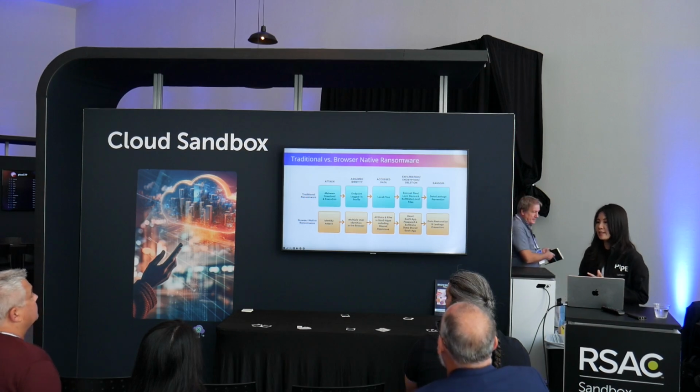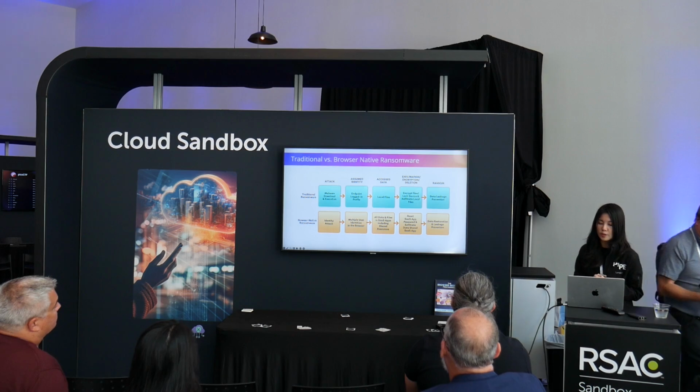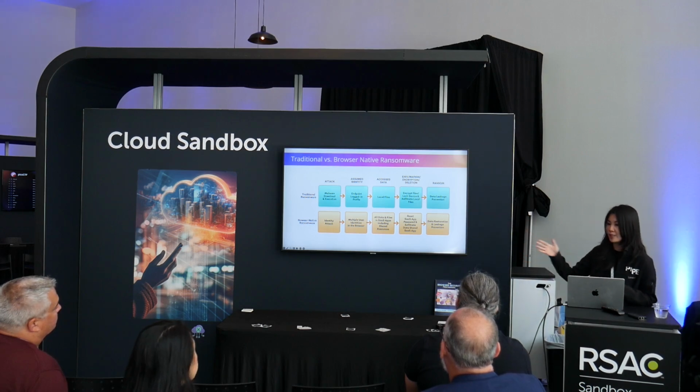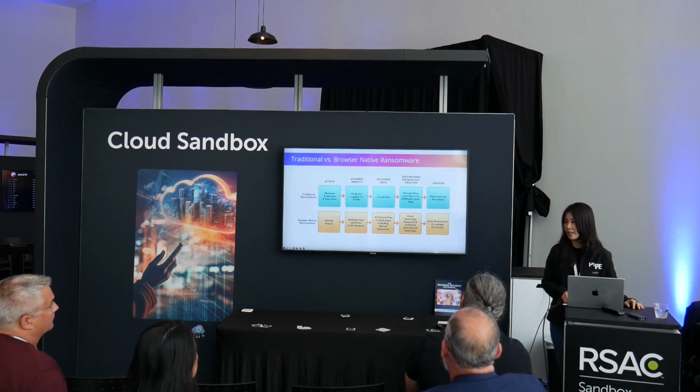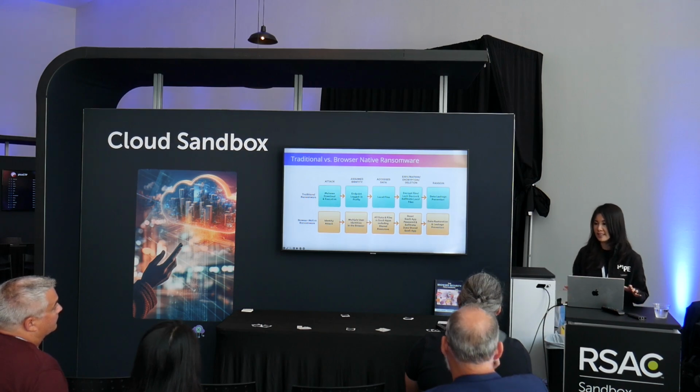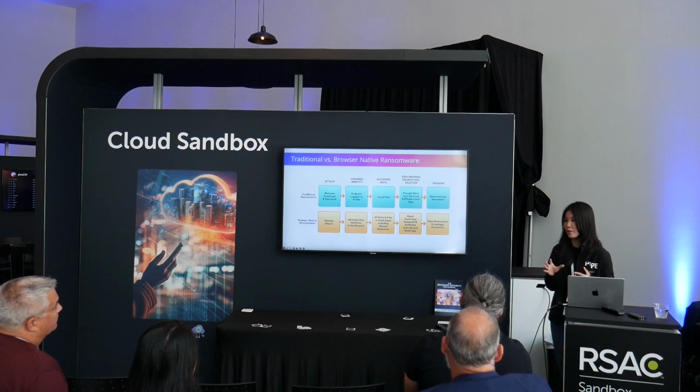So what are the key differences between traditional and browser-native ransomware? We already talked about the first point, which is the initial access point. Now, in terms of the identity, this is pretty interesting, right? Because when you attack someone's device using ransomware, the only identity you're concerned about is whatever is logged onto the device at the moment. But when you think about the browser, you probably have multiple identities going at once.